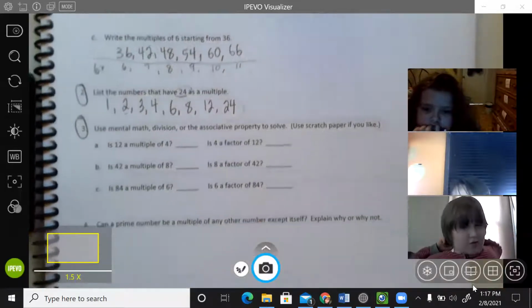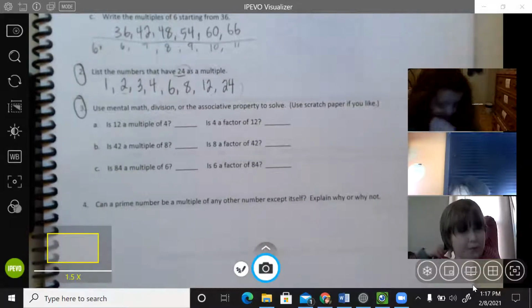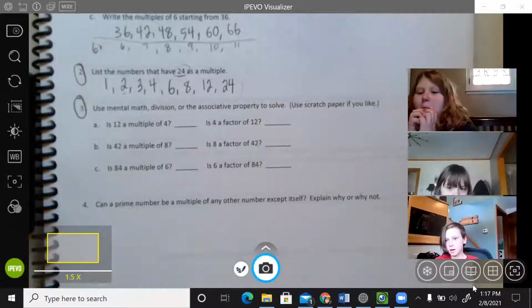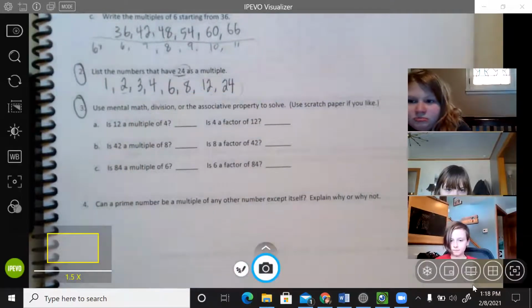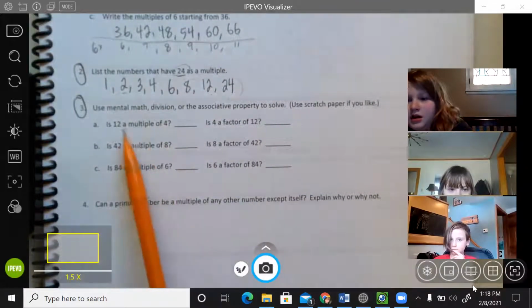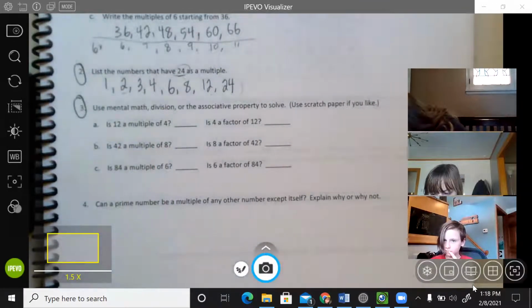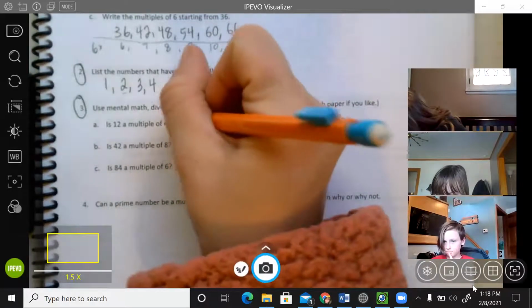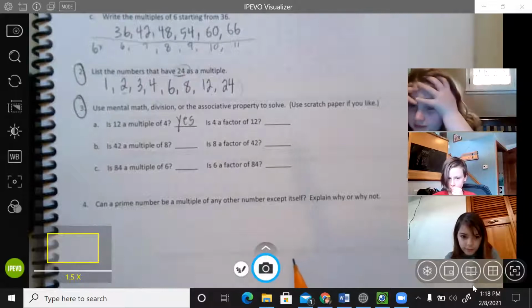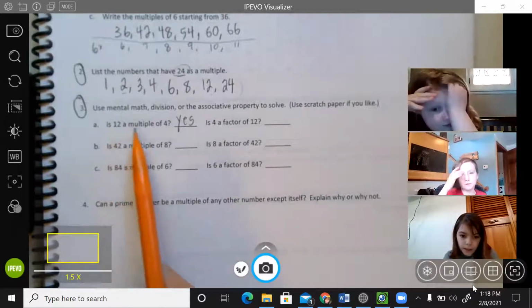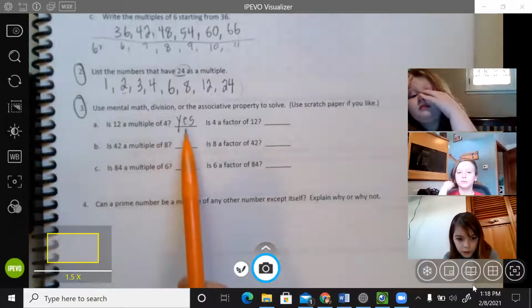Okay, so now we're going to determine if these numbers are multiples of each other. Okay, Nina, is 12 a multiple of 4? If you're going to say yes, then you should be able to say yes because 4 times blank equals 12. So is 12 a multiple of 4? Yes, because 12 divided by 4 is 3.